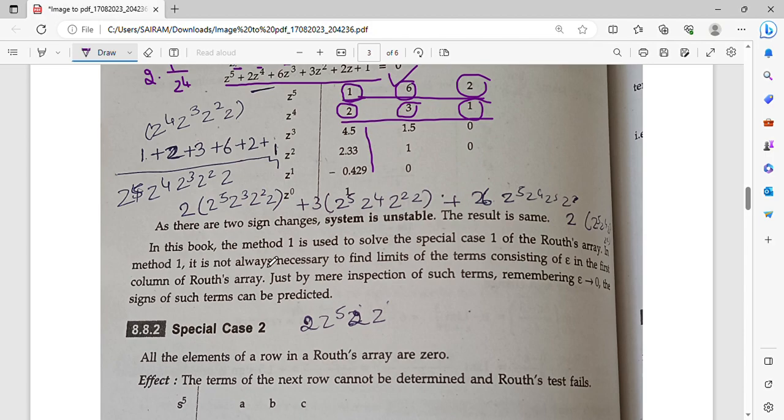So in this book, method 1 is used to solve the special case 1 of the root array. In method 1, it's not always necessary to find the limits of the terms consisting of e in the first column of the root array. So just by mere inspection of such terms, remembering e tends to 0, the signs of such terms can be predicted. So this is not that much necessary for you people.